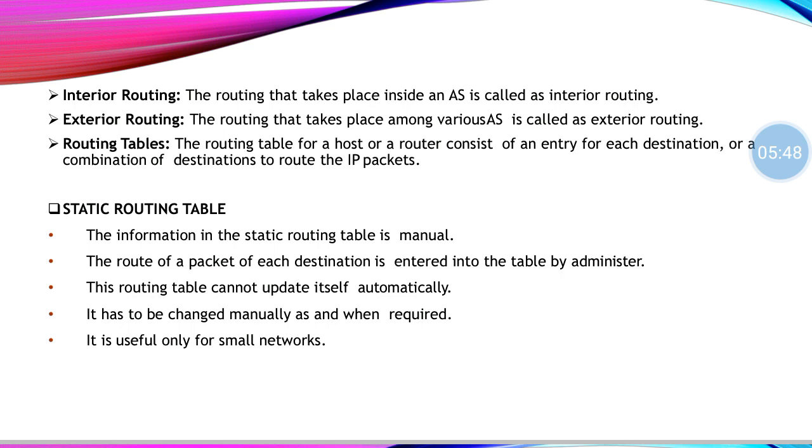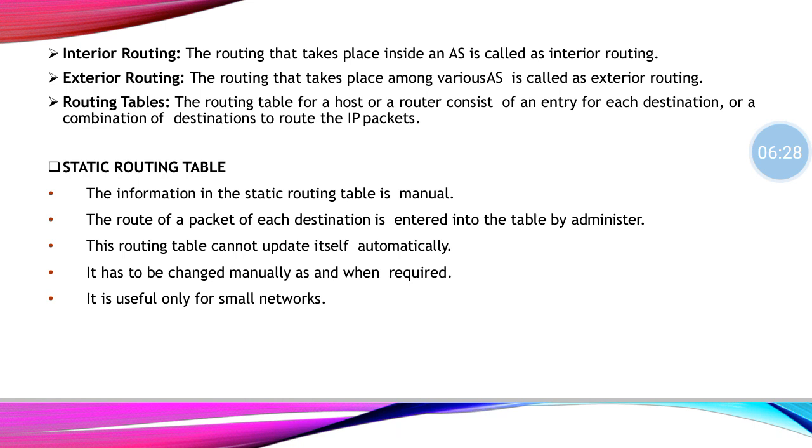Static routing table, as we have discussed a bit earlier, the information in the static routing table is manual. It has to be manually managed by the administrator. The route of a packet for each destination is entered into the table by the administrator. This routing table cannot update itself automatically. The administrator has to do it manually. It has to be changed manually as and when required, already discussed. It is useful only for small networks because an administrator can't handle hundreds or thousands of networks, right? So it is suitable for smaller networks.